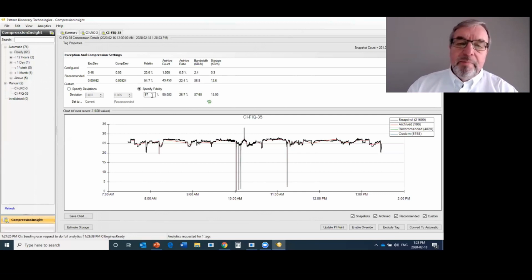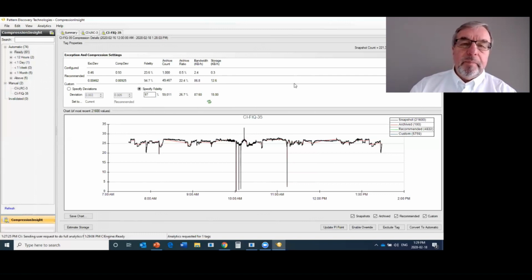Being able to measure the amount of information that you're actually archiving in the system, based on either the original settings or the new recommendations or whatever target fidelity that you want, really gives you that feedback that has been missing in terms of what does it really mean to me in my process, and how good is this information going to be in terms of the value that it will create.